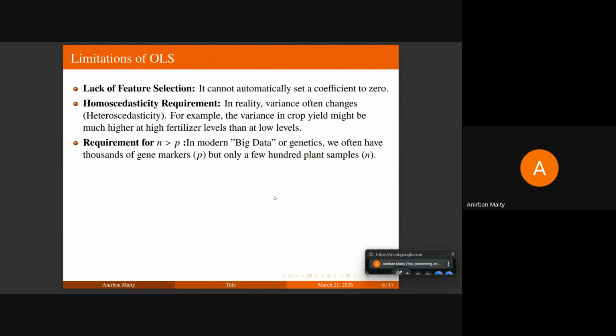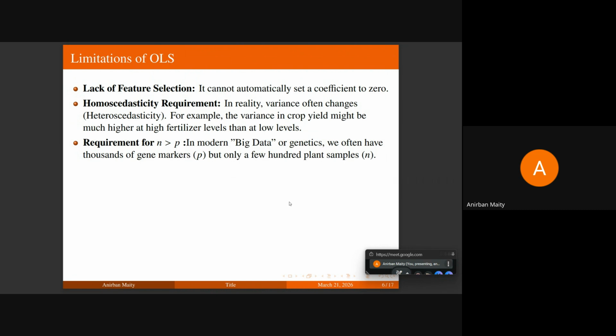In modern data genetics, we have thousands of gene markers, but only a few hundred plant samples. Suppose in our body we have 30,000 genes, but for a cancer disease, say skin cancer, only 10,000 genes are responsible. So the rest of the 20,000 genes are not usable for our model compilation. So we have to discard these variables based on mathematical concepts. This gives the concept of lasso regression and ridge regression.